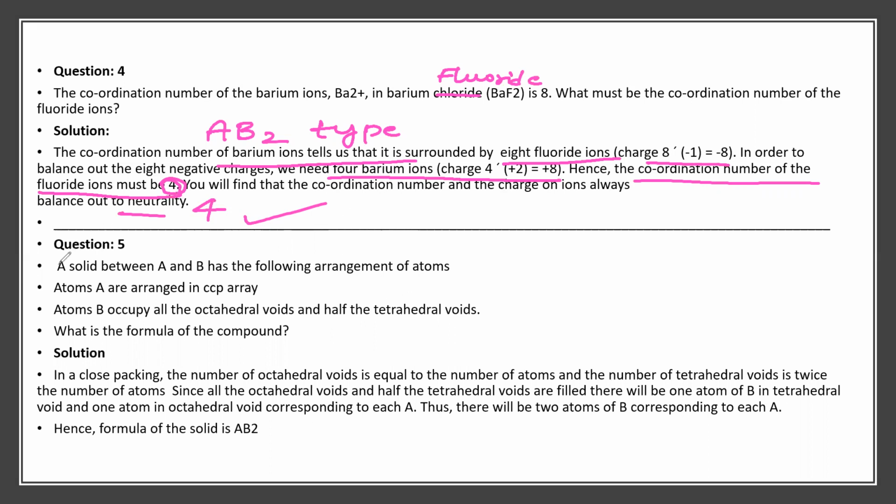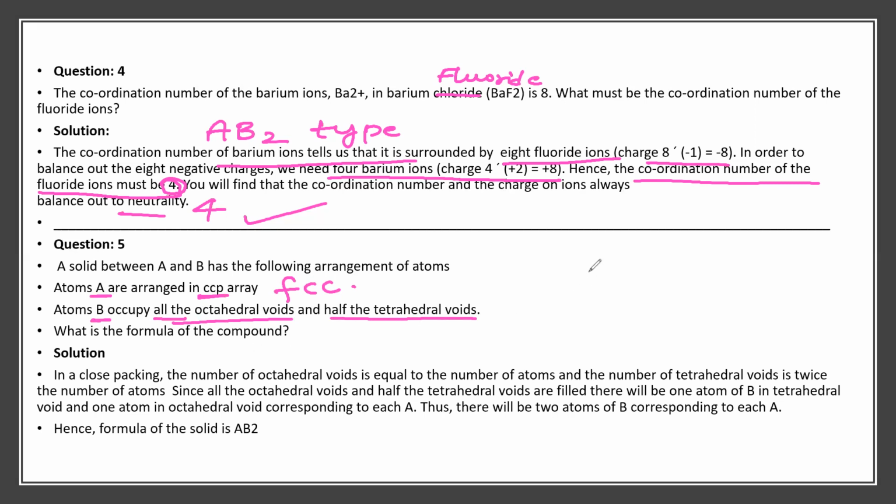Next question. A solid between A and B has the following arrangement of atoms. A atoms are arranged in CCP array. CCP means FCC, where A atoms occupy all the corners as well as face centers, and B atoms occupy all the octahedral voids and half the tetrahedral voids. Very interesting question. This is writing the formula of a compound. What is the formula of the compound?